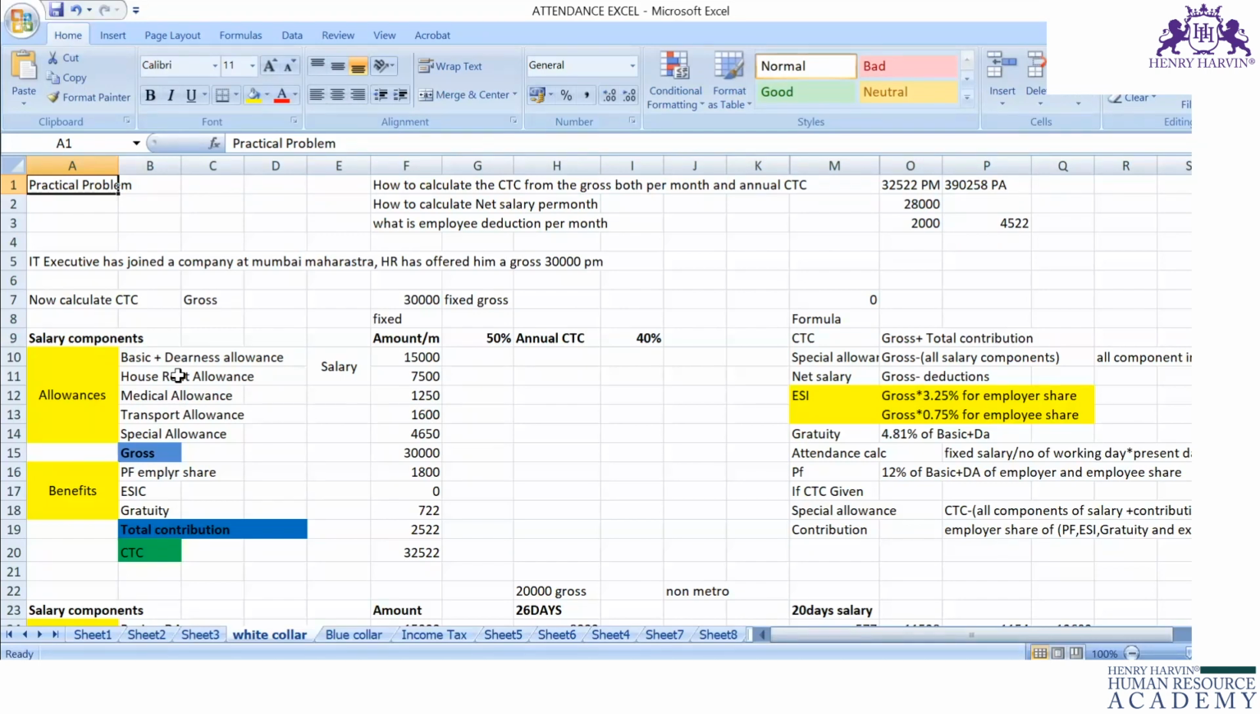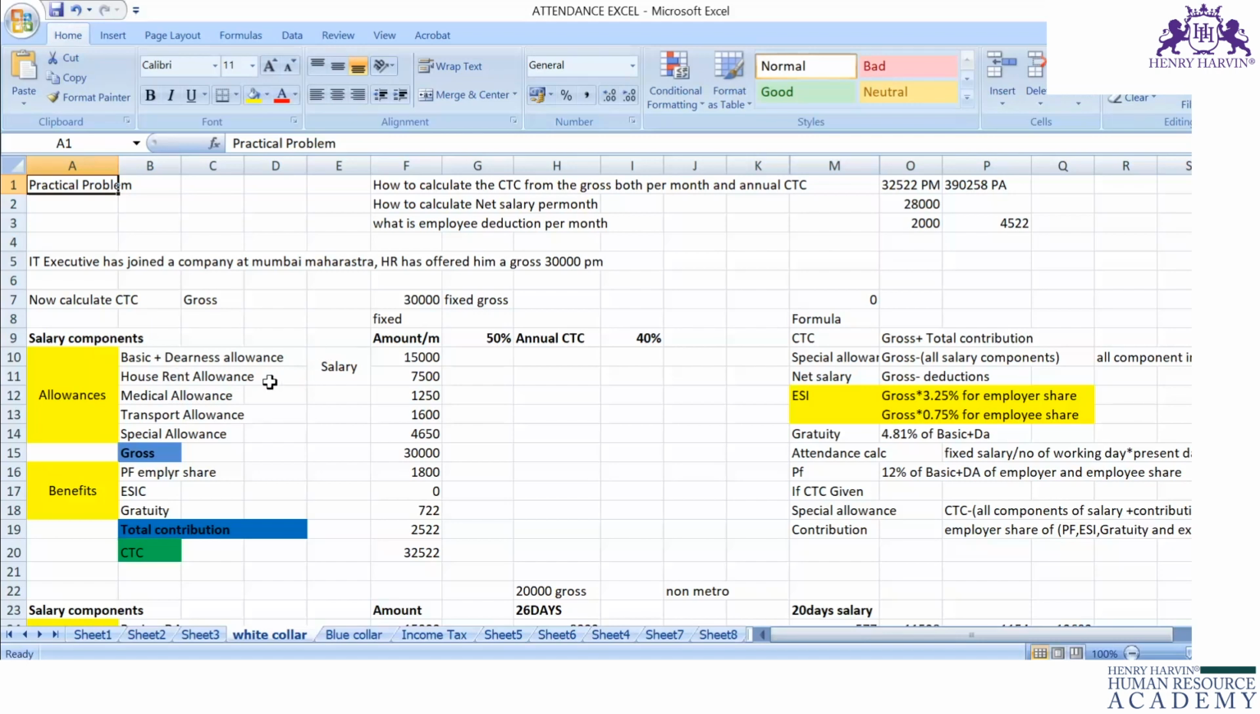But other components, they can change according to their choices. Medical allowances, transport allowances, special allowances, they can change. But special allowances, no employer will change, because on special allowances income tax will be calculated. Instead of medical allowances, they can give uniform allowances. Instead of transport allowances, they can give washing allowances. They can give according to their choice. But basic, DA, HRA, no employer should change, because these are the basic components where everything will be calculated. Every statutory will be calculated.